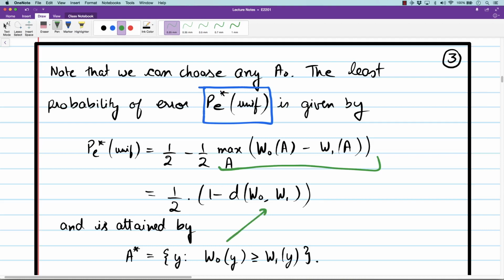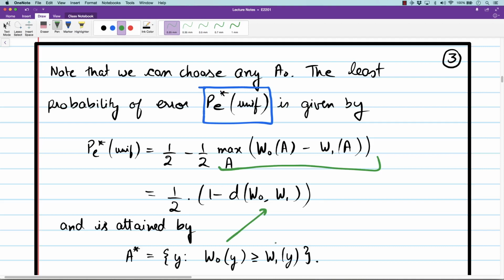So this is something very interesting. We have given an explicit formula for minimum probability of error under uniform prior, and this formula entails the total variation distance, some quantity we saw earlier. It allows us to specify the optimal test, the one which minimizes this probability of error under uniform prior, and that's a very natural test. Whenever we see a y which is better explained by W0 than W1, in other words, which has higher probability under W0 than W1, then we declare 0. And whenever we see a y which has higher probability under W1 than W0, then we declare 1.